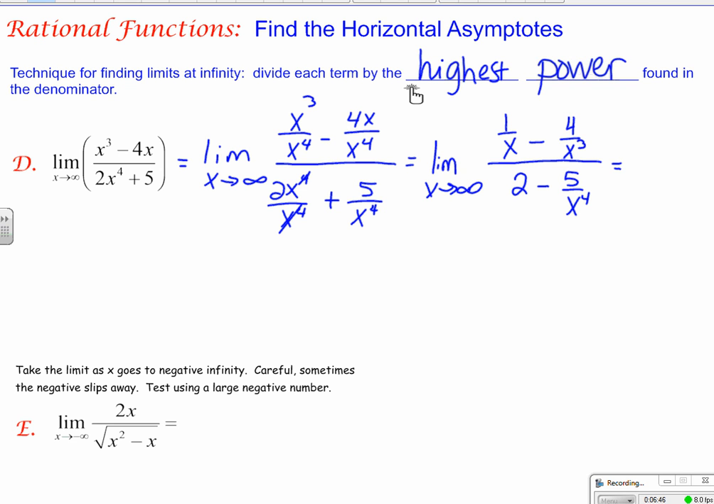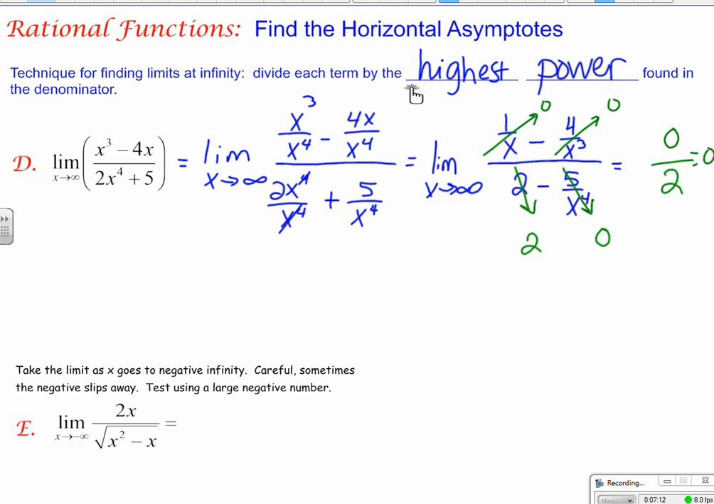Now, as I approach infinity, insert a large number. 1 over large will go to 0. 4 over large will go to 0. So on top, 0 minus 0 equals 0. On bottom, the limit of a constant is the constant. 5 divided by large will go to 0. I have 2 on the bottom. This will give me a limit of 0.